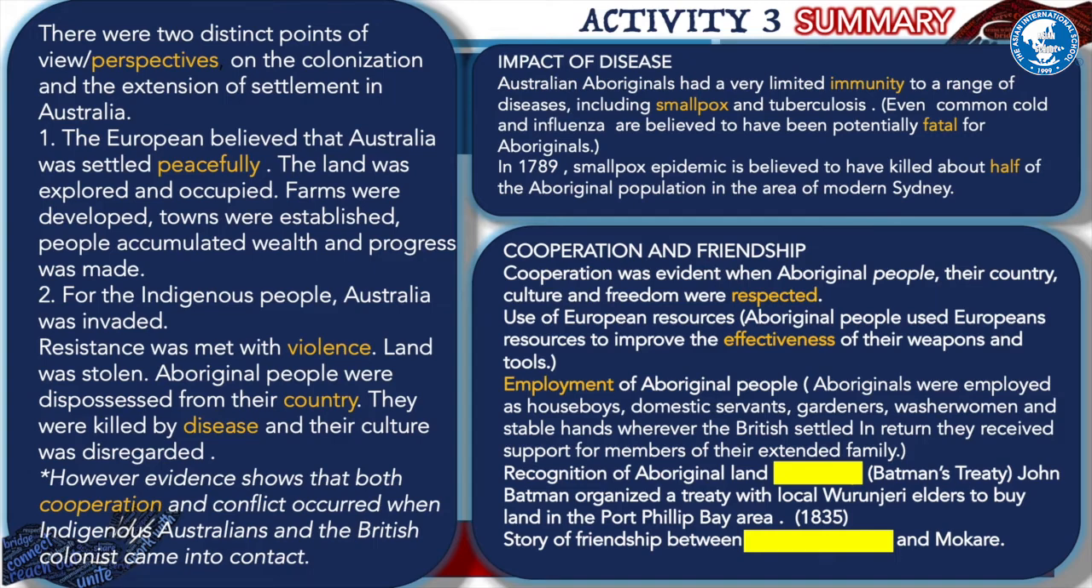Third one, recognition of Aboriginal land ownership. So an example of that is Batman's Treaty. John Batman organized a treaty with local Wurundjeri elders to buy land in the Port Phillip Bay area in 1835. And also we had a story of friendship between Alexander Coley and Mokare.